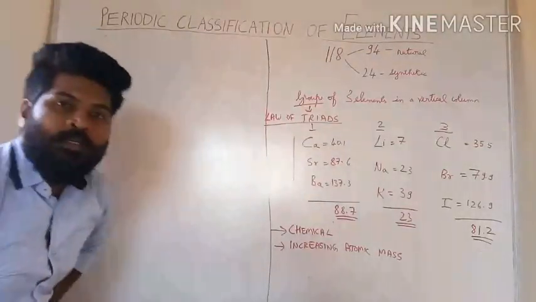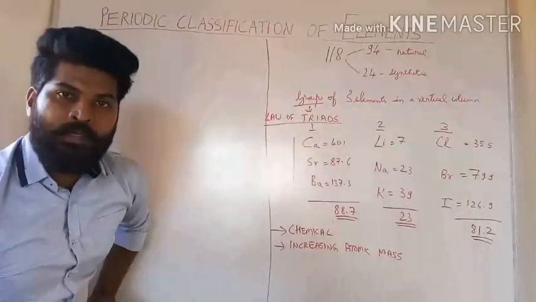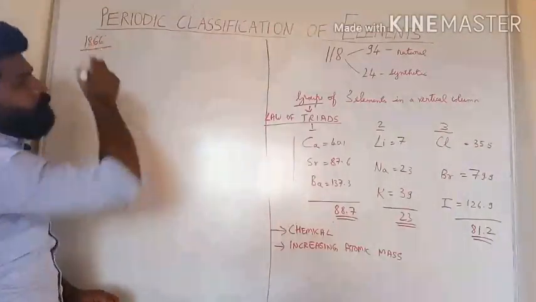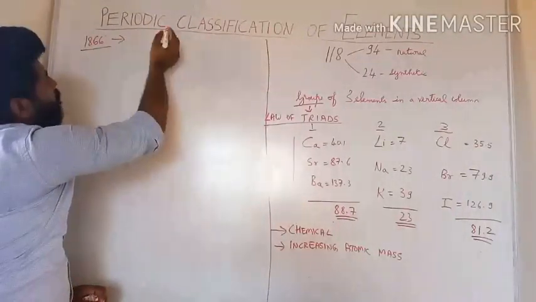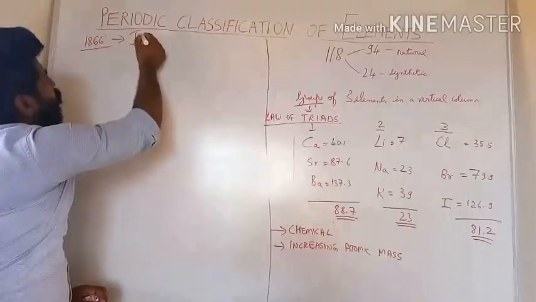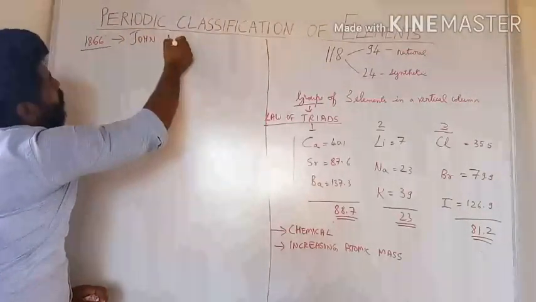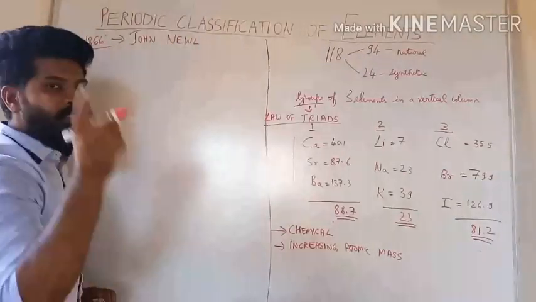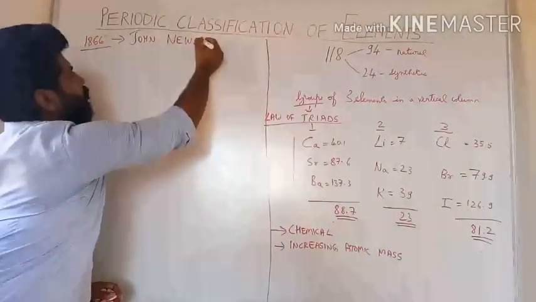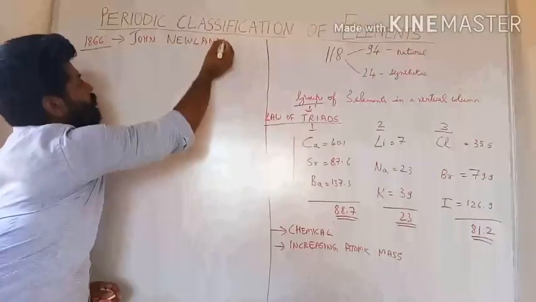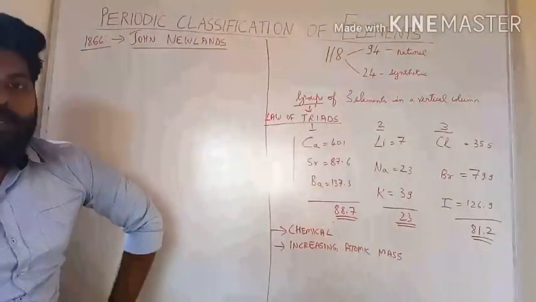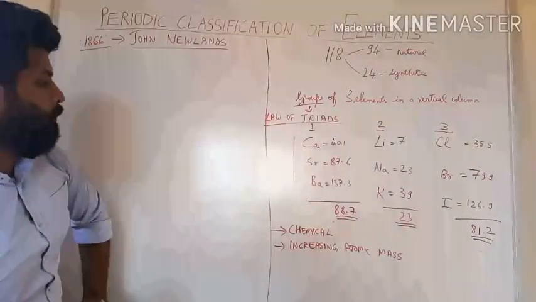The next attempt at classifying came in the year 1866 by an English chemist called John Newland. He proposed this idea in 1865. The paper was published in 1866. John Newland was an English chemist.